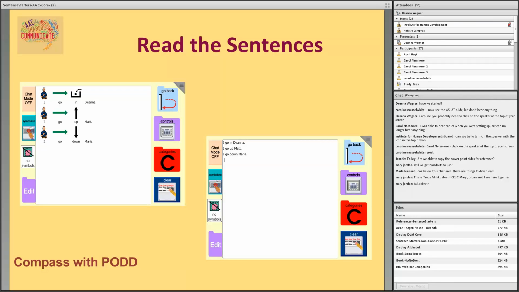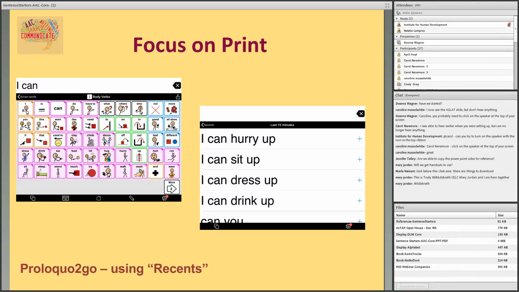The reason I want to do that is that when I'm rereading sentences, it's really important that we're showing students a model of what the words are in the sentence that were created in our predictable chart. We're increasing literacy awareness for our students who need to practice sentence structure and see how the words are put together. So we want to look at how we can focus on the print in the different devices.